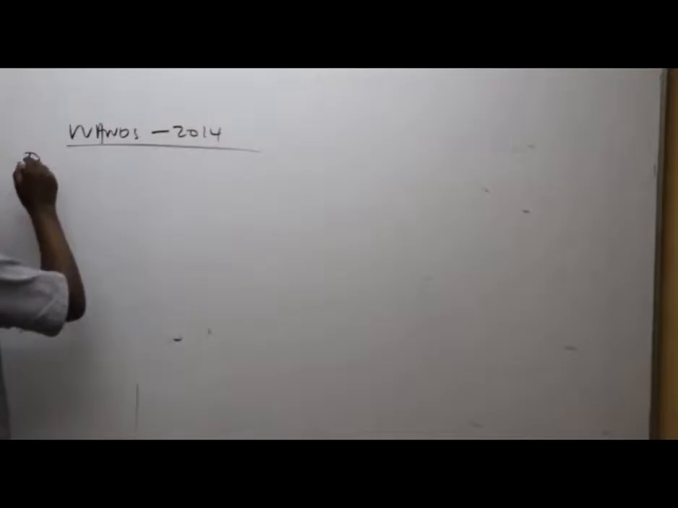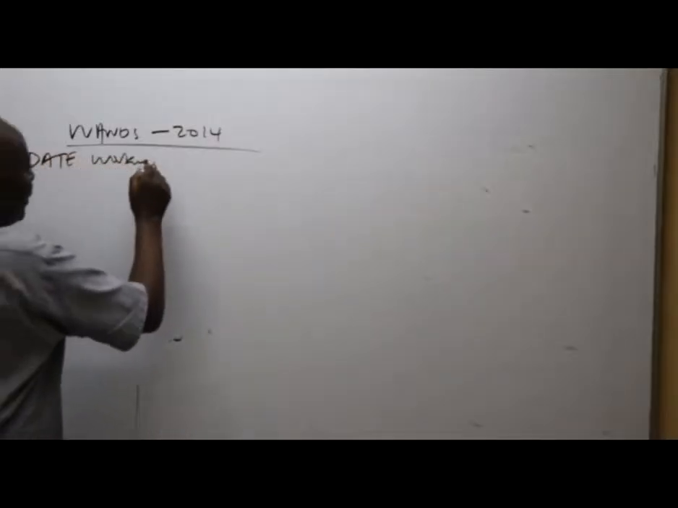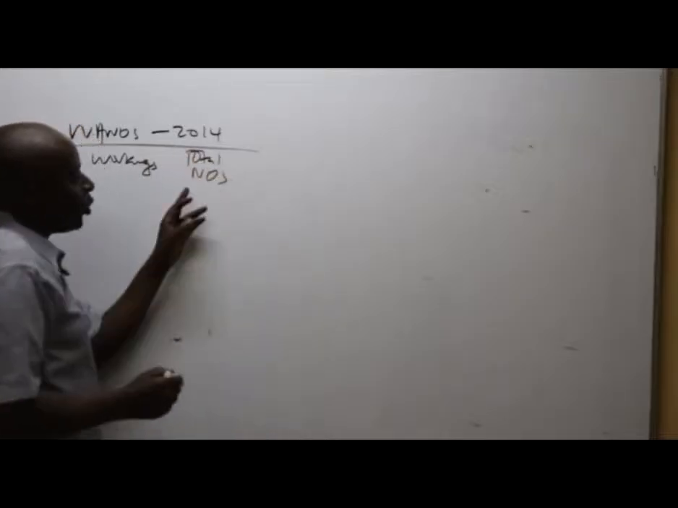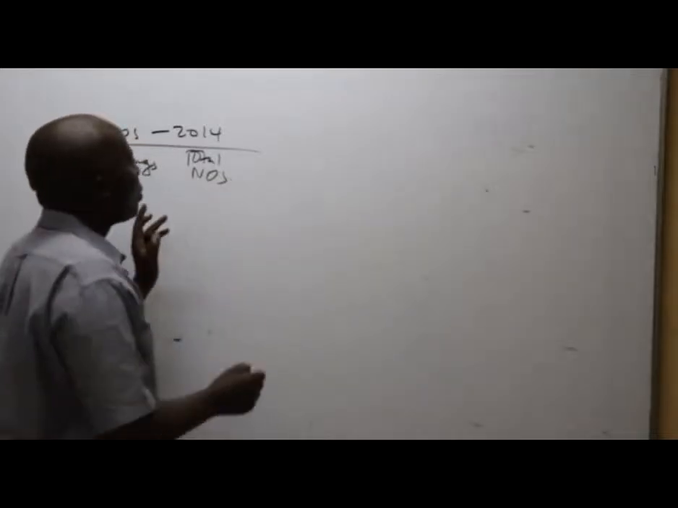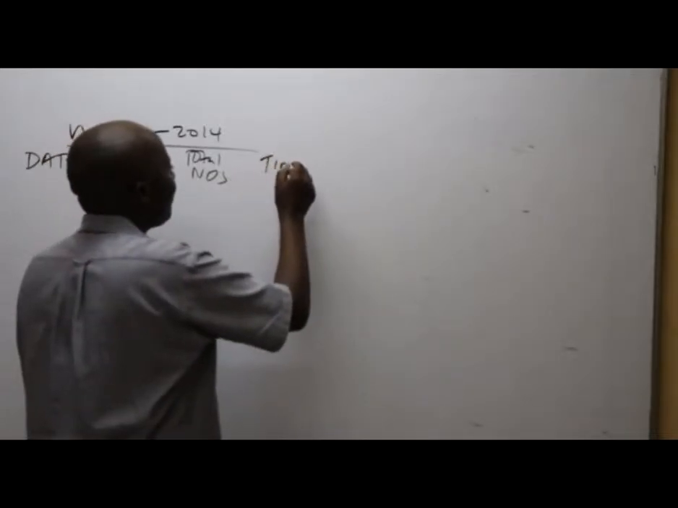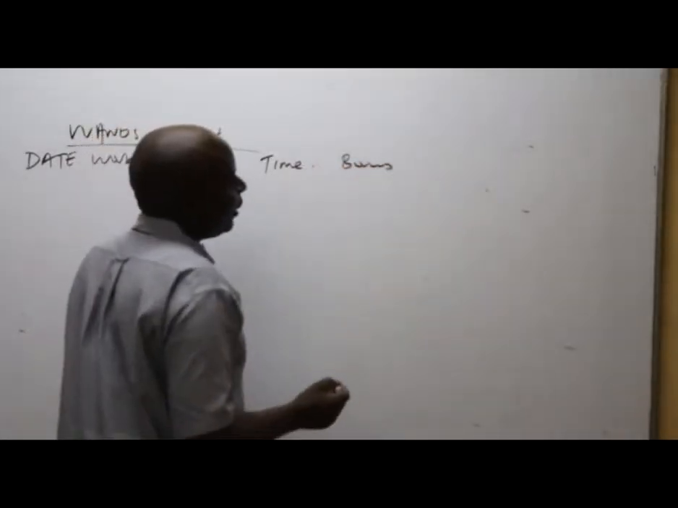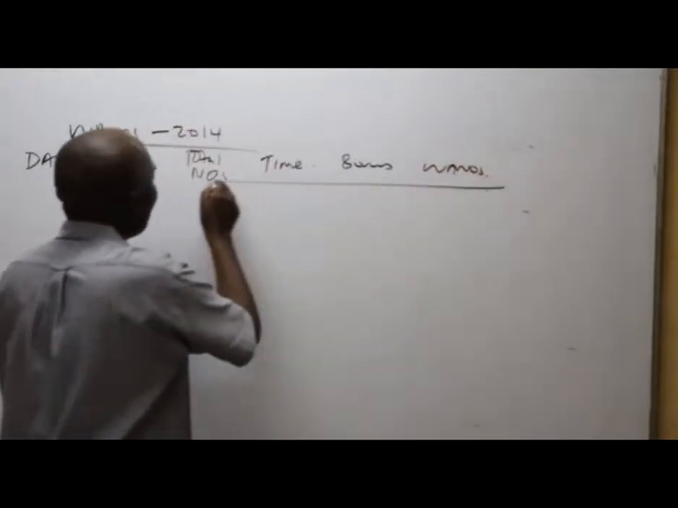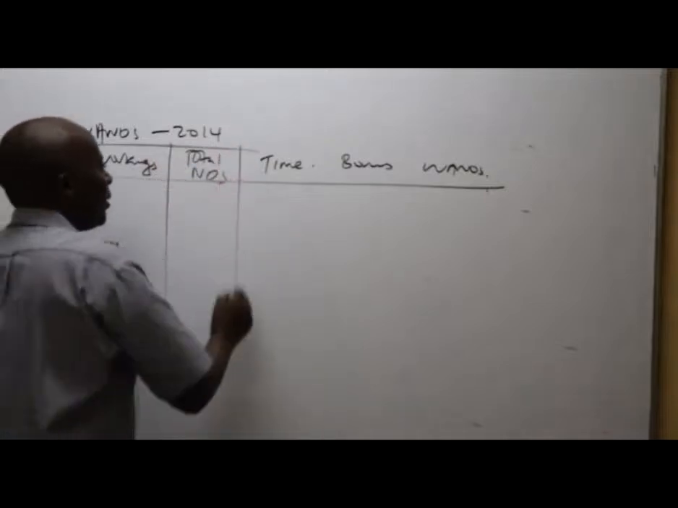So remember, we have the issue of the date, the workings like that. We have the total nos, which is what we call the cumulative number of shares, right? So we have in this case the time, we have the bonus fraction, and then lastly, ladies and gentlemen, here we have the one-nos. Ladies and gentlemen, I beg to stop this class.